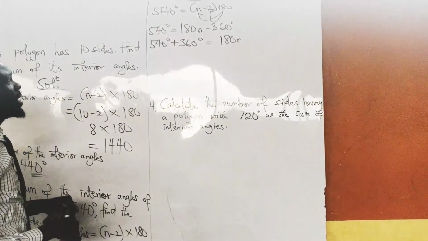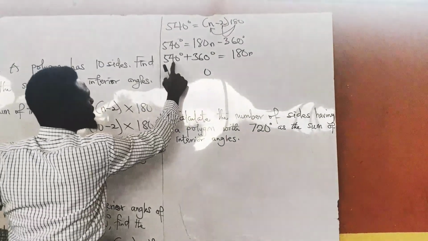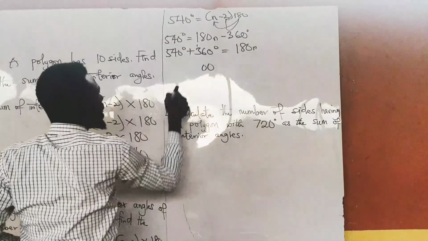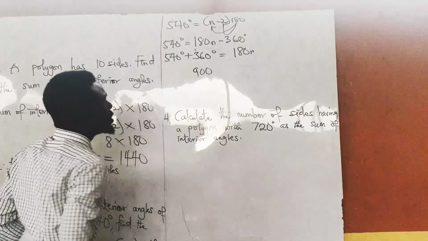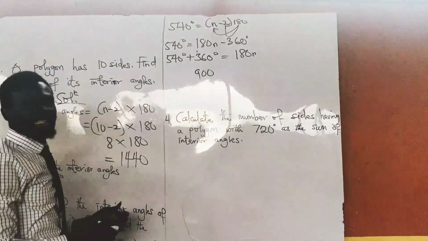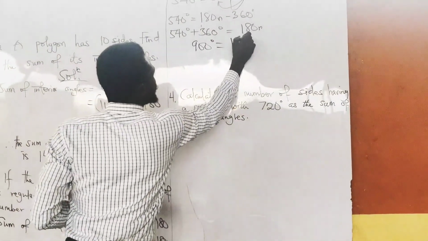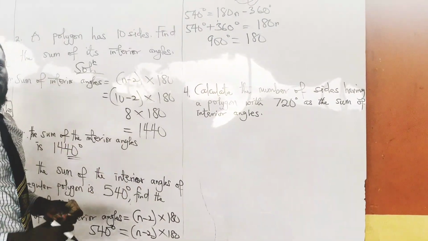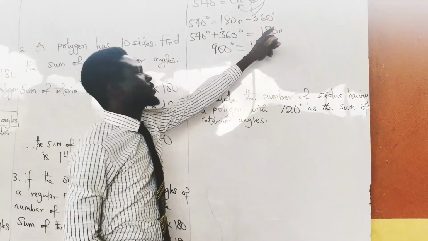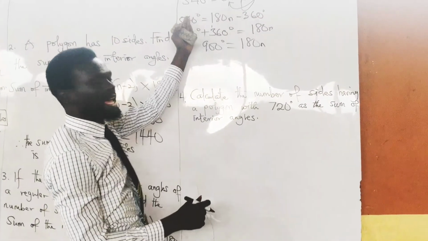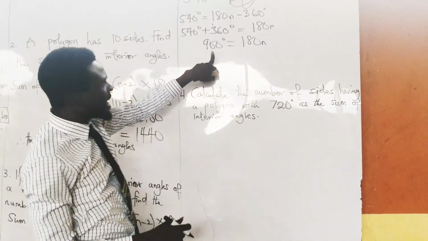When you put it together, we are going to get this and this as 0, this and this as 10, so 0, remember 1, this and this as 900, plus 9, sorry. So giving us this plus this as 900 degrees. So 900 degrees is equal to 180n degrees. And so from here, we group like terms, giving us 540 plus 360. This plus this is giving us 900.